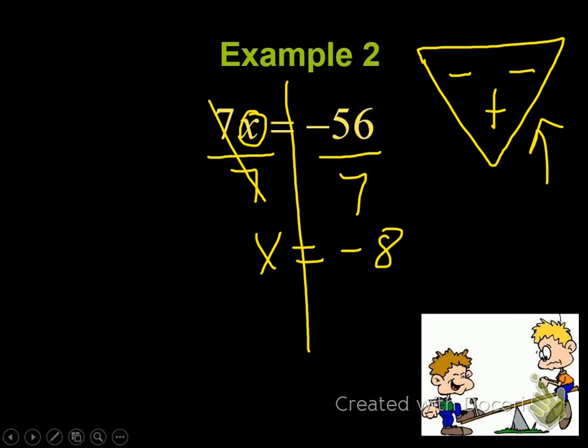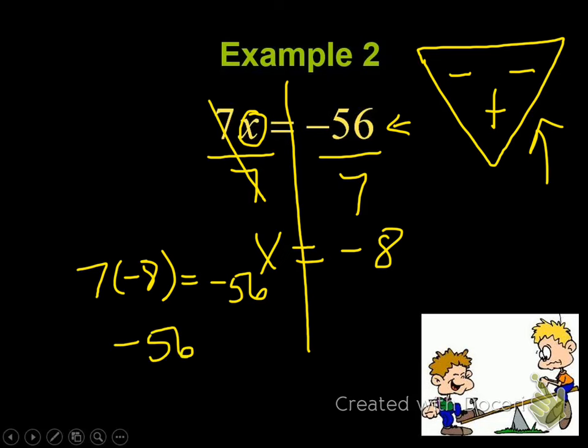To double check our answer, we can also plug negative 8 back into our original equation. 7 times negative 8 equals negative 56. Negative 56 equals negative 56. It checks out, so negative 8 is the correct answer.